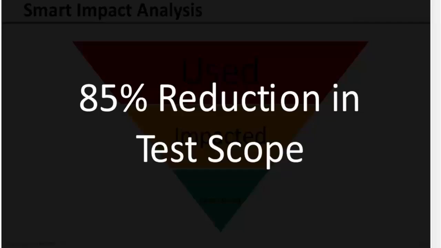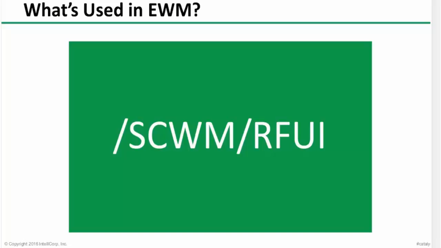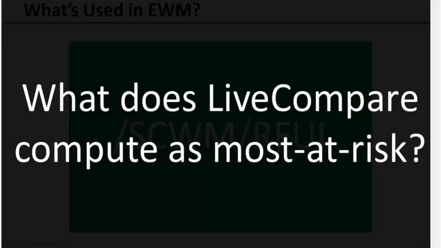So when we talk about the Extended Warehouse Management system, what's used in EWM? RFUI is the predominant transaction in EWM. So our impact analysis telling you to test that one transaction is not going to help you with your testing that much. So what do we compute as most at risk?